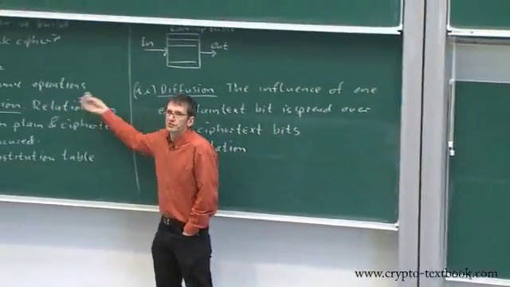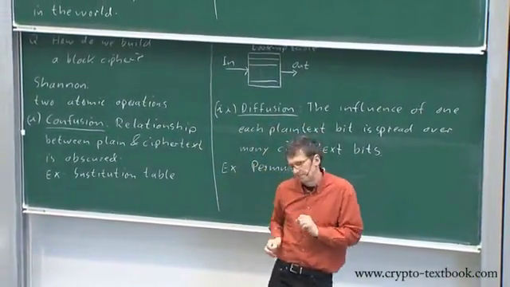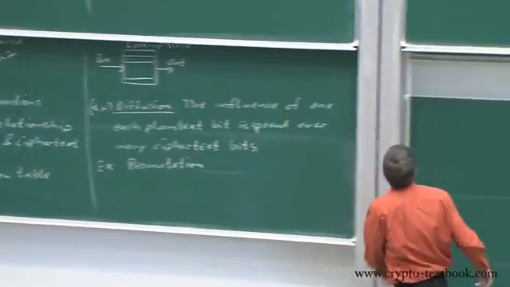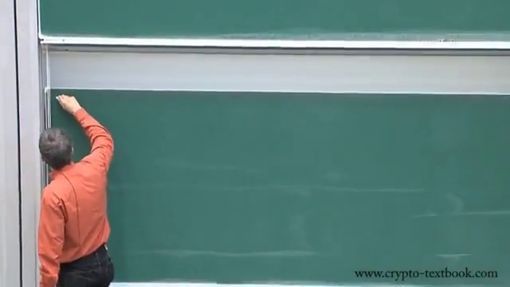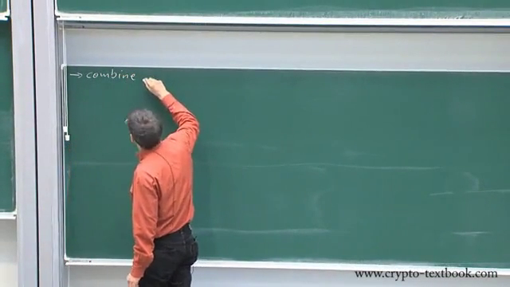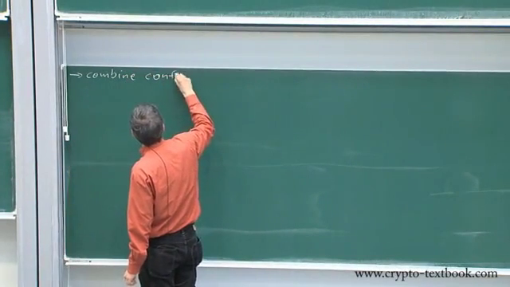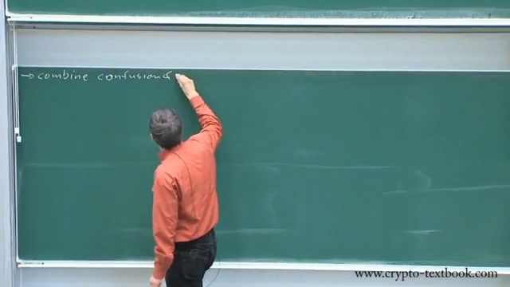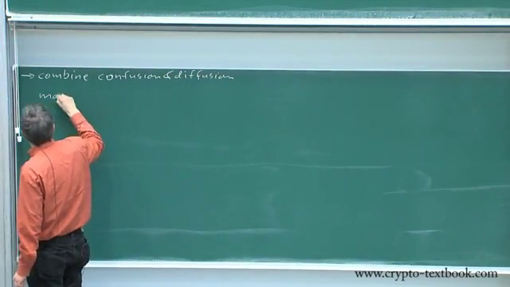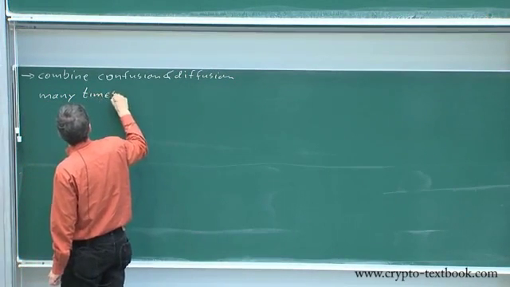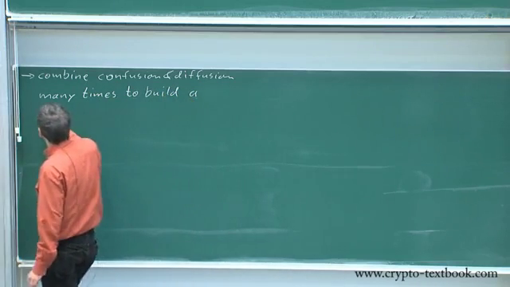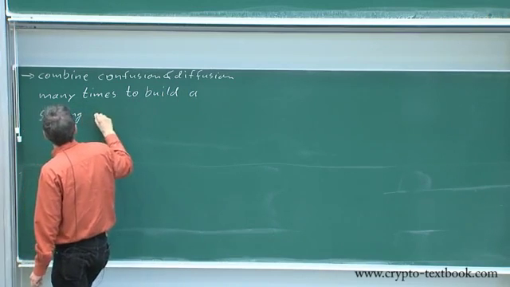this talks about confusion and diffusion in terms of atomic operations, small internal operations. What you want to have in the end, combine confusion and diffusion many times to build a strong block cipher.